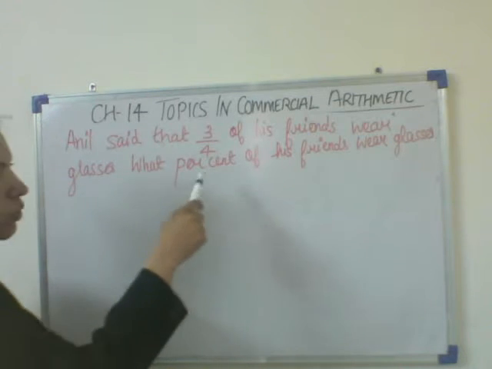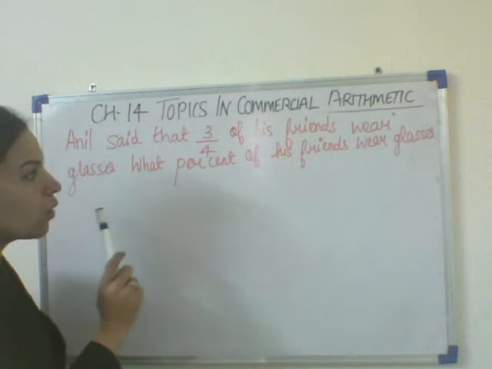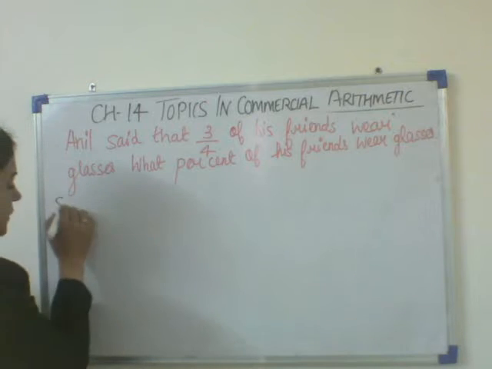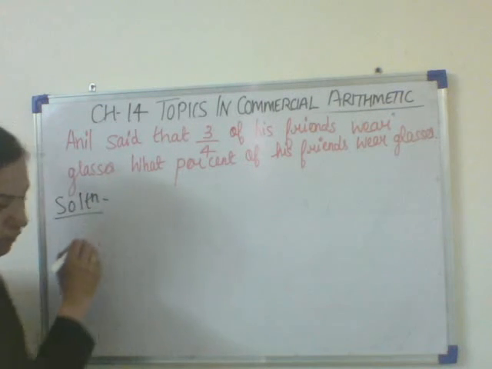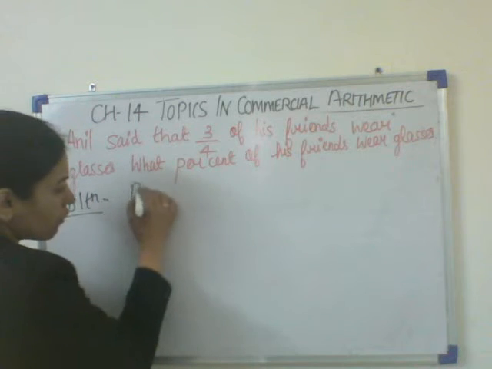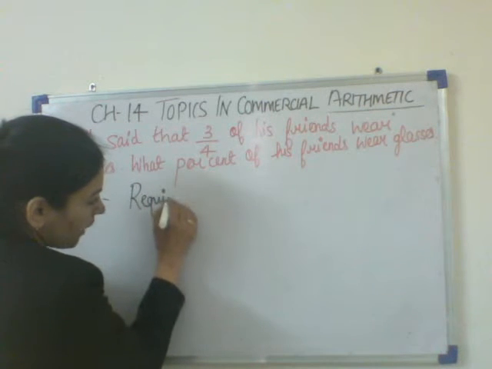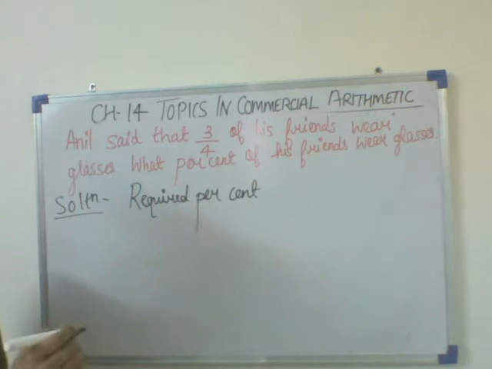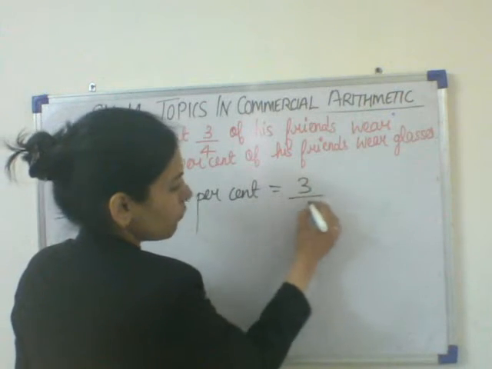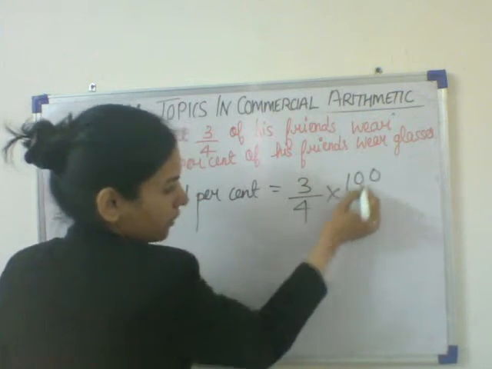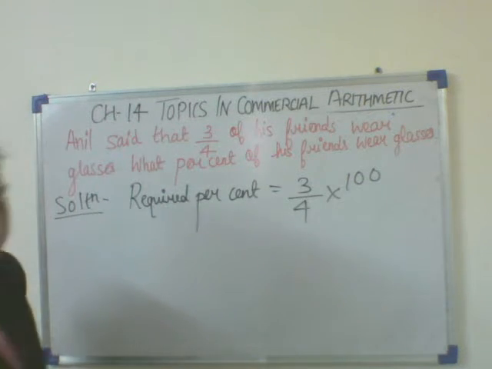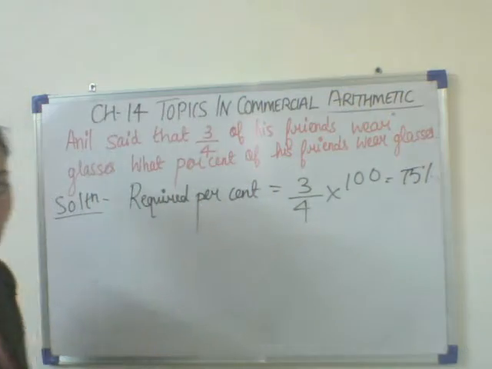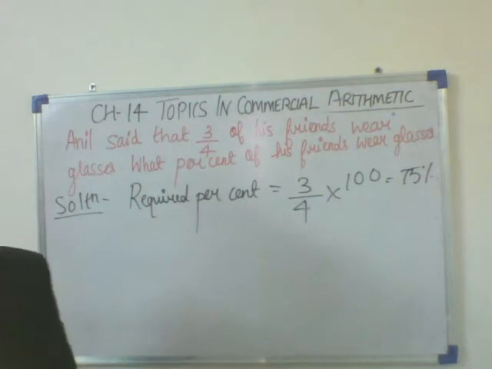Anil said that 3/4 of his friends wear glasses. What percent of his friends wear glasses? We have to find what percent of the friends are wearing the glasses. So how will we be finding the required percent? 3/4 multiplied by 100. We will be multiplying the 3/4 with the 100. So we will be getting 75%. 75% of Anil's friends wear the glasses.